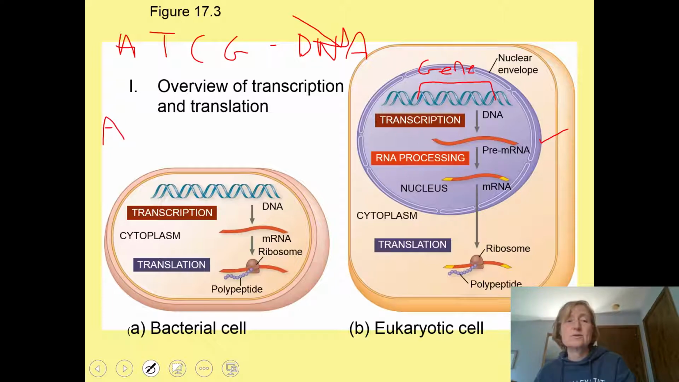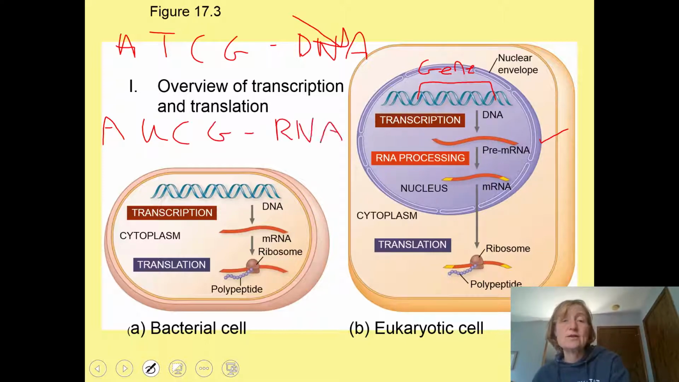A, is there a U? No. Is there a T? No, there's a U. Uracil instead of thymine. C and G. These are the bases for RNA. So there is one difference in the bases, and RNA is single-stranded. So we get a single chain of nucleotides, making a single-stranded nucleic acid.